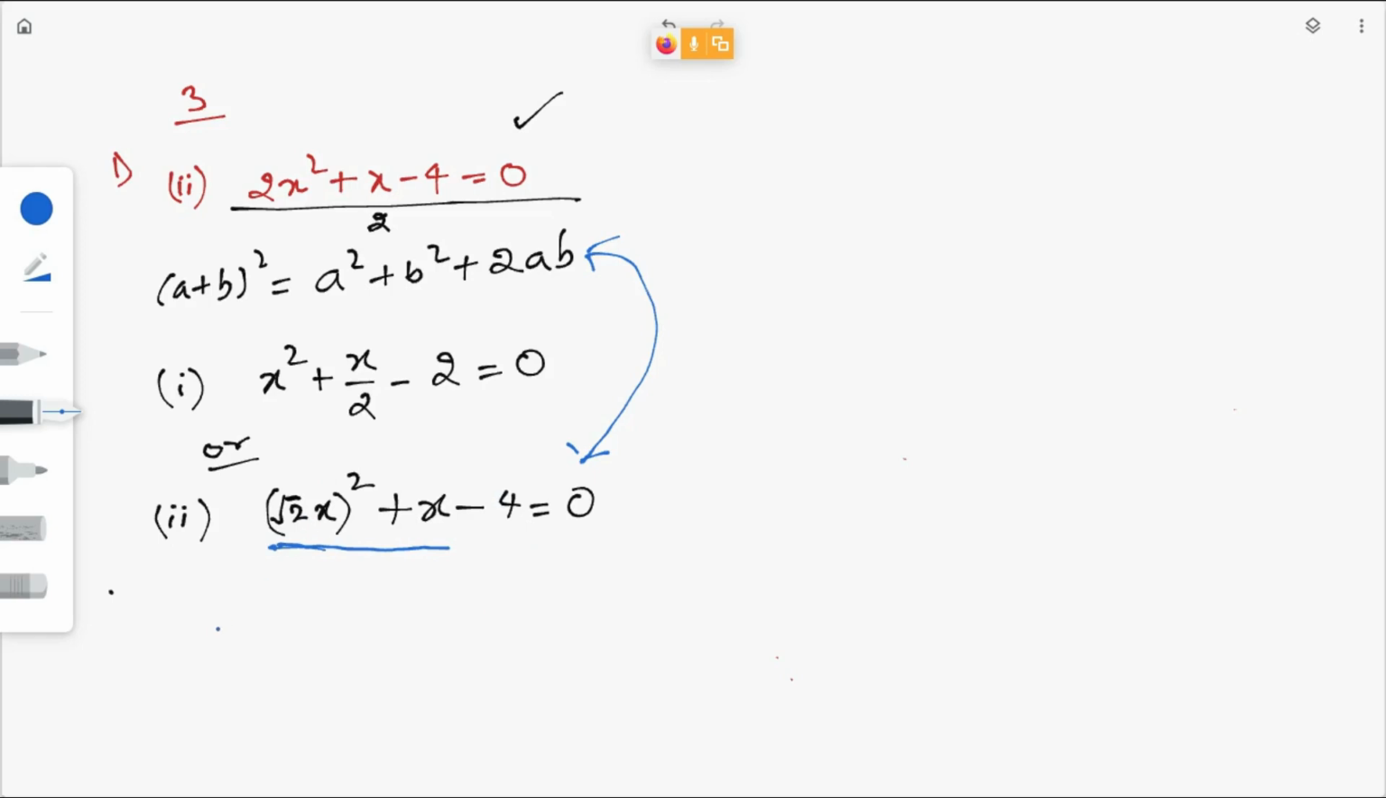Now root 2x whole square, this is your a. So this is my a square. Sorry, better keep this b square at the end. a square plus 2ab plus b square. So next, our 2ab, I need 2ab here. Listen carefully, you need to split this x as 2ab. Yes or no? So write 2 as it is always. By default you will get 2 here into a. What is your a?